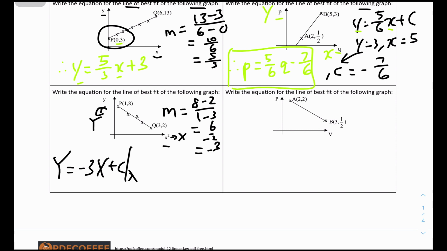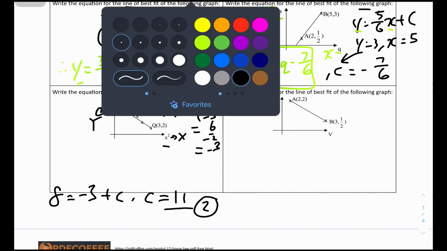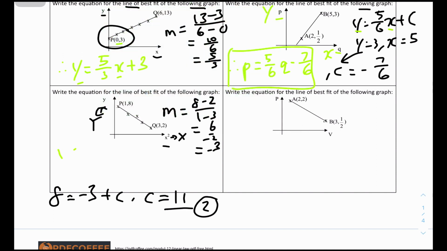So it'll be x equals 1 and y equals 8. It'll be 8 equals minus 3 plus c. And therefore c is 8 plus 3, which is 11. And therefore you have the final answer of big Y equals minus 3 big X plus 11.